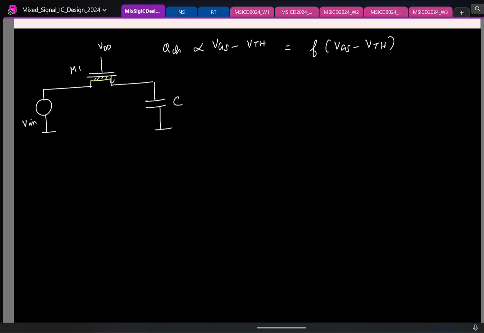And here, as you see, the source voltage is approximately the input. So this is also a nonlinear function of the input.